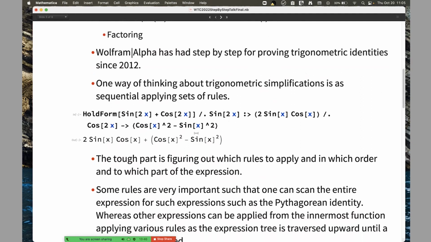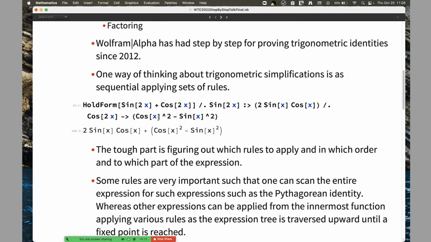You could take a look at an expression such as sine of 2x plus cosine of 2x, and you want to apply various rules to expand that out in terms of powers. We have the sine of 2x. We recall that we have this double angle formula for sine, so we can apply that. And then after that, we can apply a double angle rule for cosine. If we expand this out, we would get 2 sine of x cosine of x plus cosine of x quantity squared minus sine of x quantity squared.